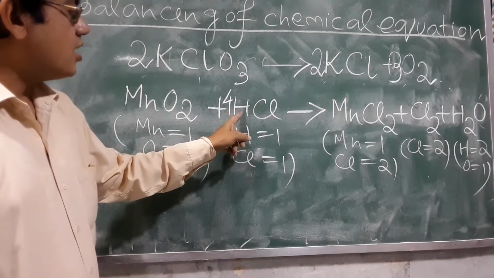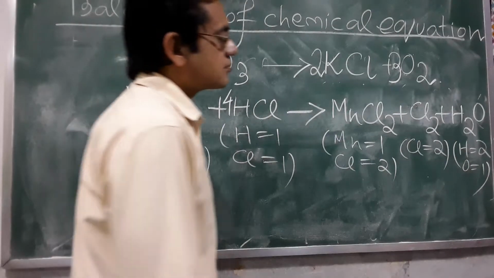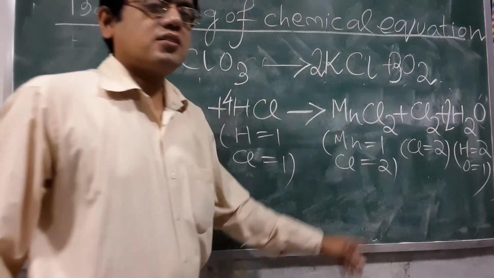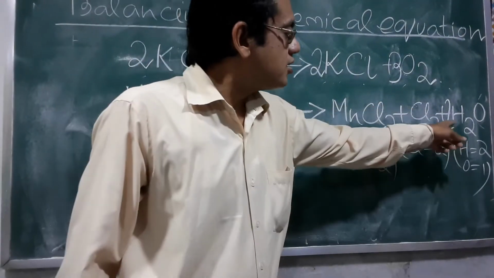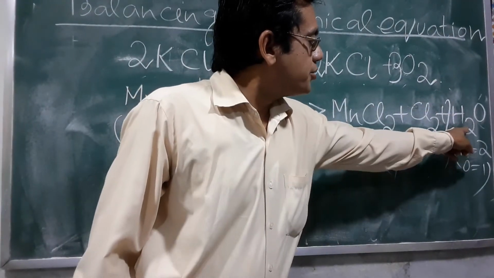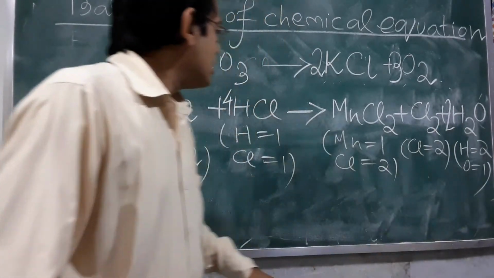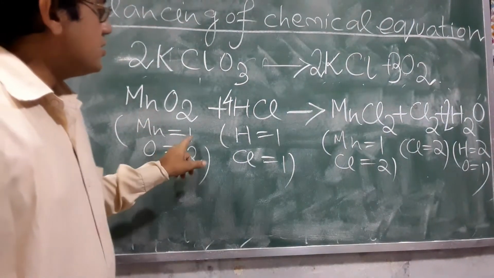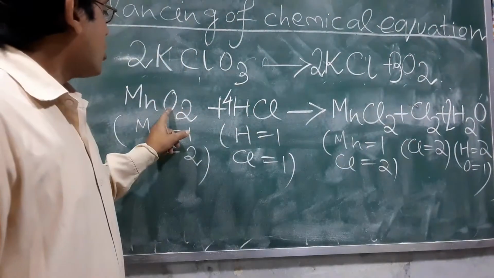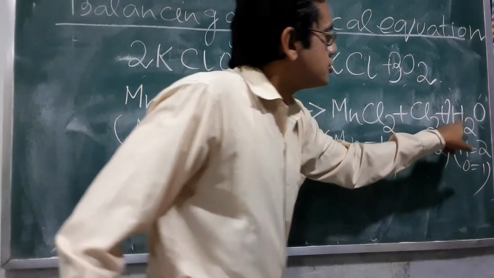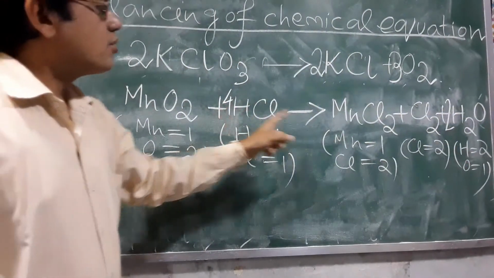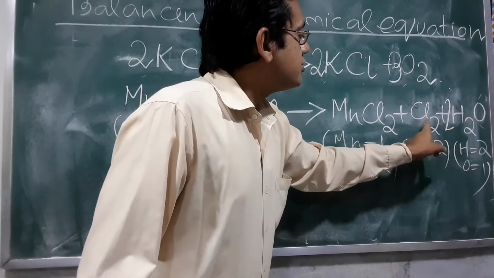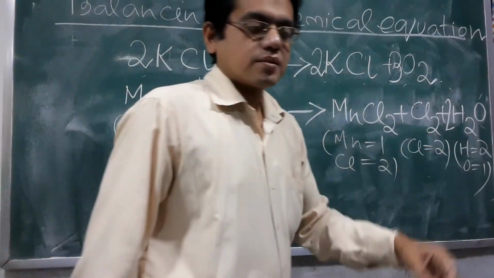Now you see hydrogen how many? 4. Put 2 over here. Now you will ask me, sir, why did you put 2 over there? So that it gets balanced. 2 into 2 will give you 4. Again start from the beginning. Manganese 1, manganese 1. Oxygen 2, oxygen 2. Hydrogen 4, hydrogen 2 into 2, 4. Cl4, Cl2, Cl2. Total 4.